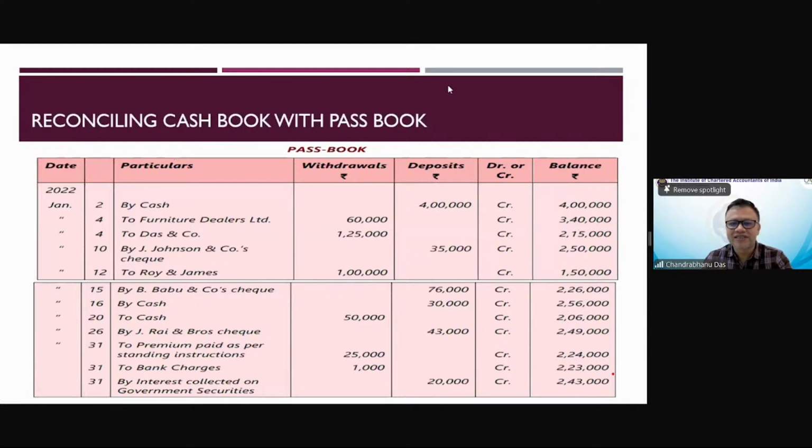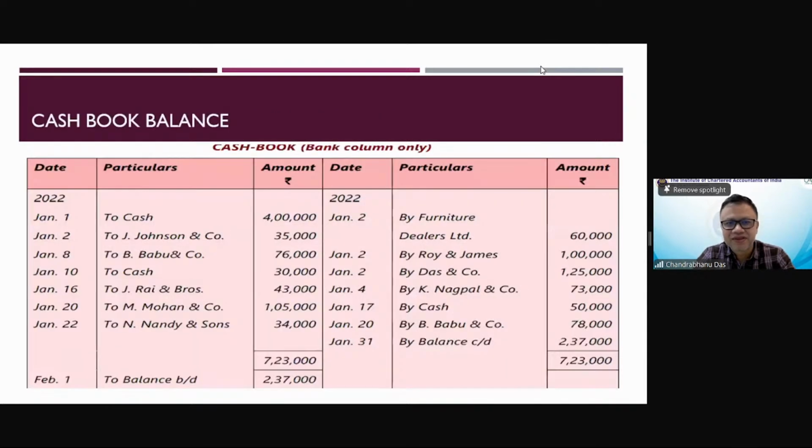Then what we have to do is reconcile it. With whom do we reconcile? We have to reconcile with the bank column of the cash book. Now see how you have prepared the cash book. Simple: you have date, particulars, amount, and on the left-hand side, which is the debit side, you put all the inflows, and on the right-hand side, all the outflows. Then finally you get a balance.